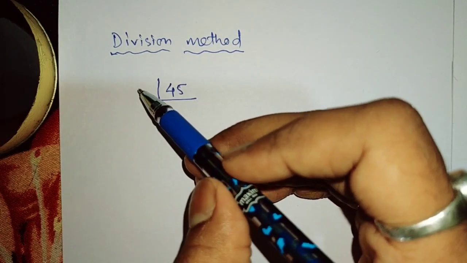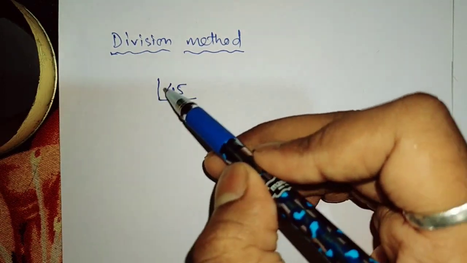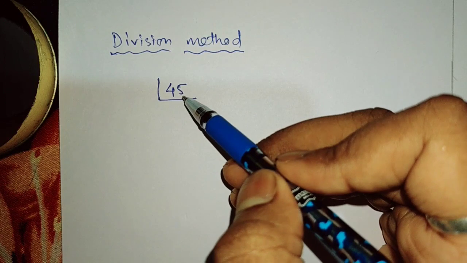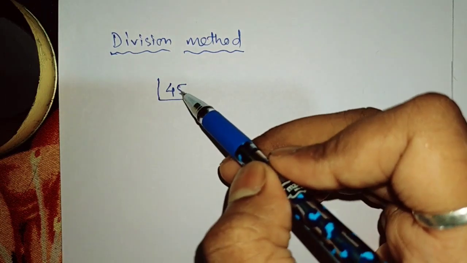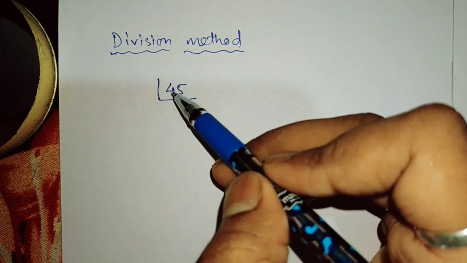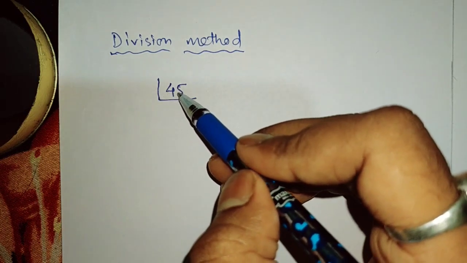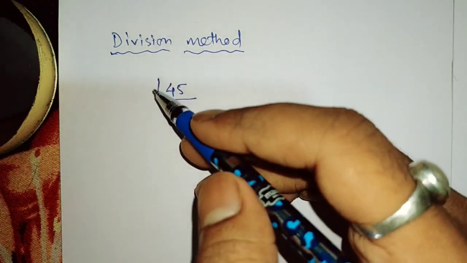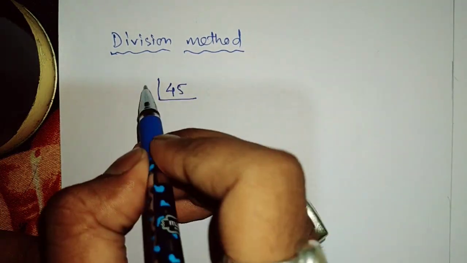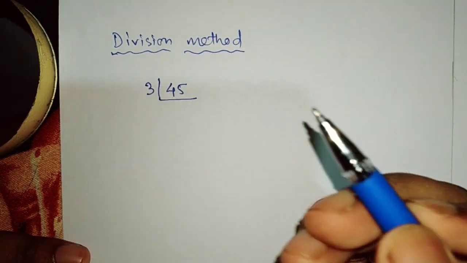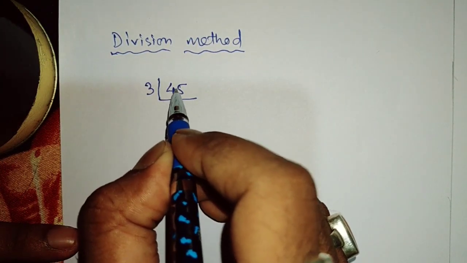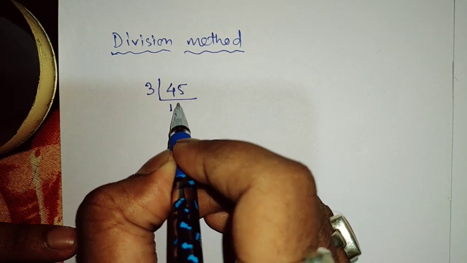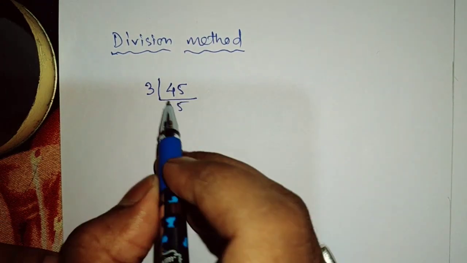So let's see the smallest prime number, say 2. Is 45 divisible by 2? No, because we have 5 here, which is an odd number. So is 45 divisible by 3? How to find out? 4 plus 5 is 9. 9 comes in the table of 3. So yes, 45 is divisible by 3. So we divide it by 3. 3 ones are 3. 4 minus 3 is 1. That becomes 15. 3 5s are 15.